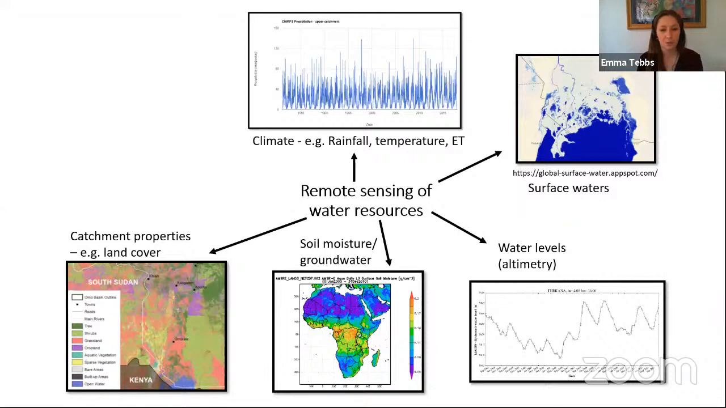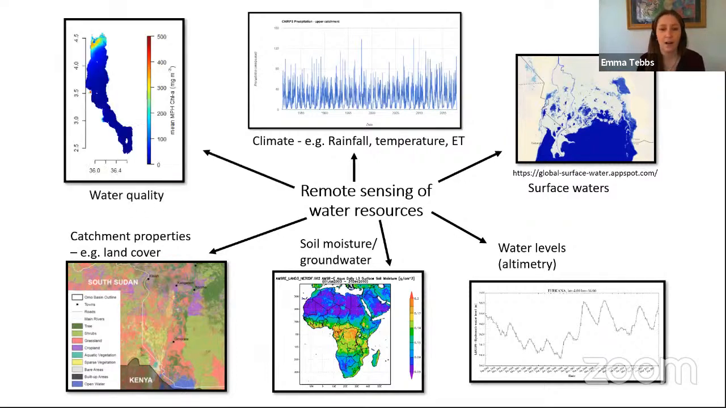Then within the catchment, we can start to look at things like land cover change and how the properties of that catchment might impact on those water bodies. So things like vegetation cover, agricultural land, and urban areas. So you can start to look at what change in the catchment might be driving changes in those water bodies. And then finally, we can also look at water quality. So we can look at things like chlorophyll concentration, turbidity, and suspended sediment.